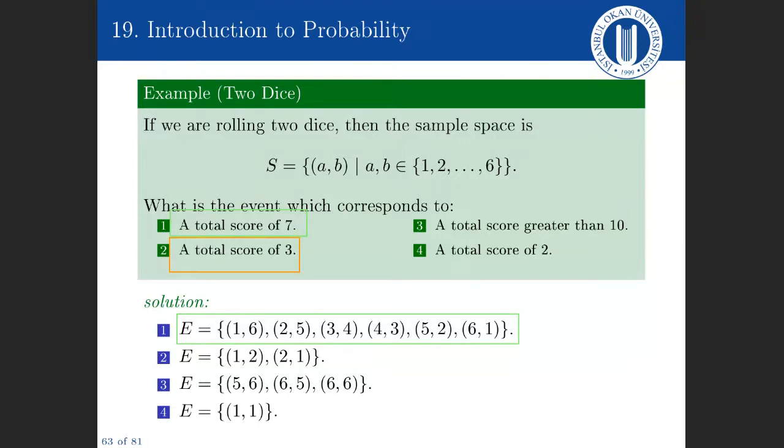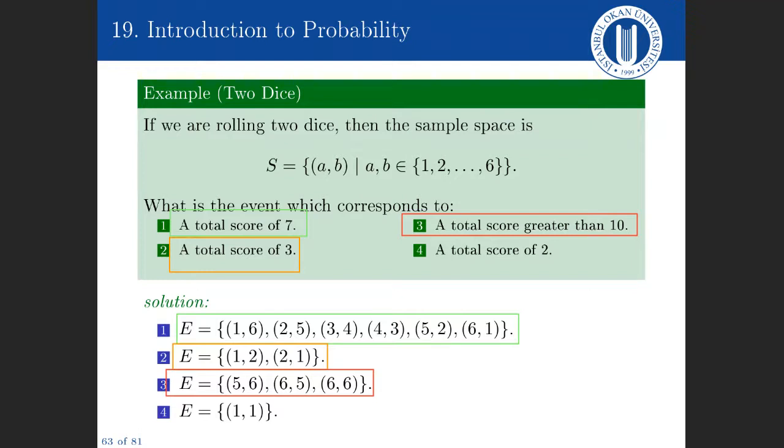What is the event which corresponds to a total score of 3? How do we get 3? 1 and 2, or 2 and 1? What is the event which corresponds to a total score greater than 10? 5 and 6 gives 11, 6 and 5 gives 11, and 6 and 6 gives 12.